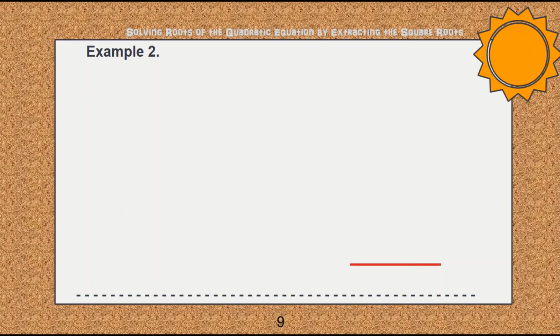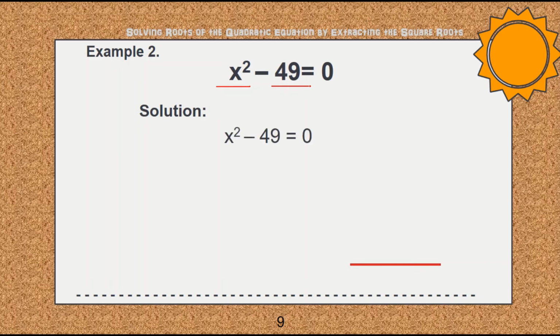Let us have example number 2. Example number 2, if we have x squared minus 49 is equal to 0. So, kanina, ganito lang din yung given natin. Meron pa rin tayong perfect square number, which is x squared, at perfect square number, which is 49. Okay, solution, katulad ulit kanina, copy yung given, and then using the addition property of equality, ilagay natin si negative 49 sa kabila, magiging positive 49.